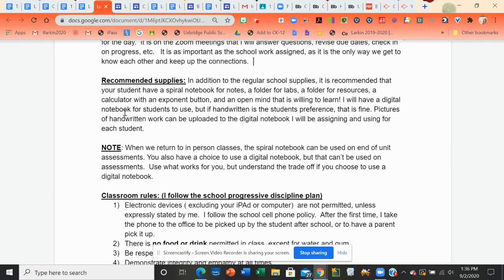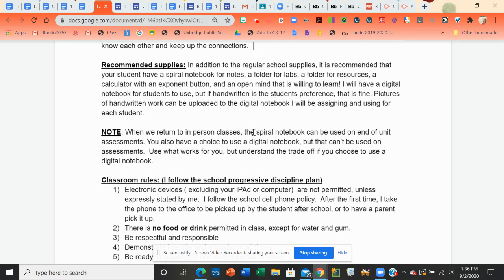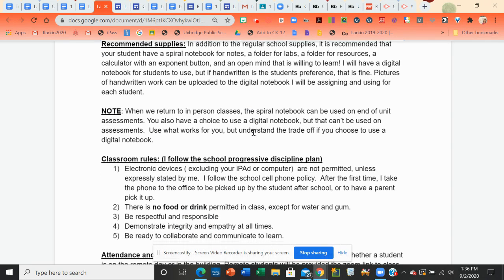I will have a digital notebook that the students are going to use. But if you like to handwrite your material and that's your preference, that's fine. You will then have to take pictures of your handwritten work and upload them into the digital notebook, because that's what I will be using to assess your progress and to see if you are on task.